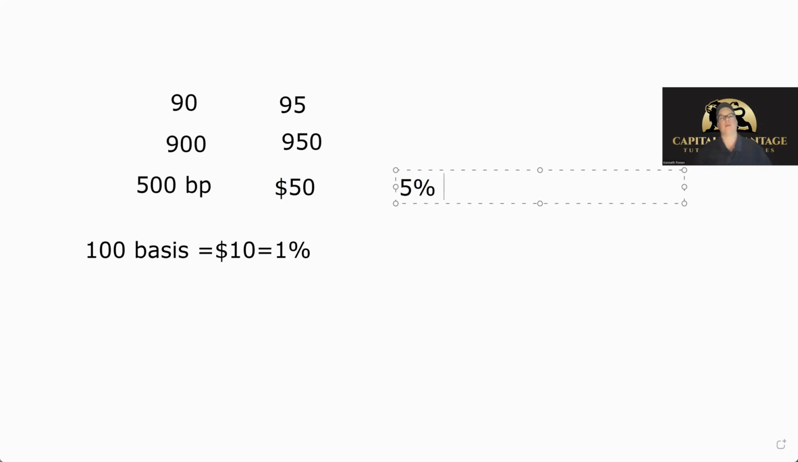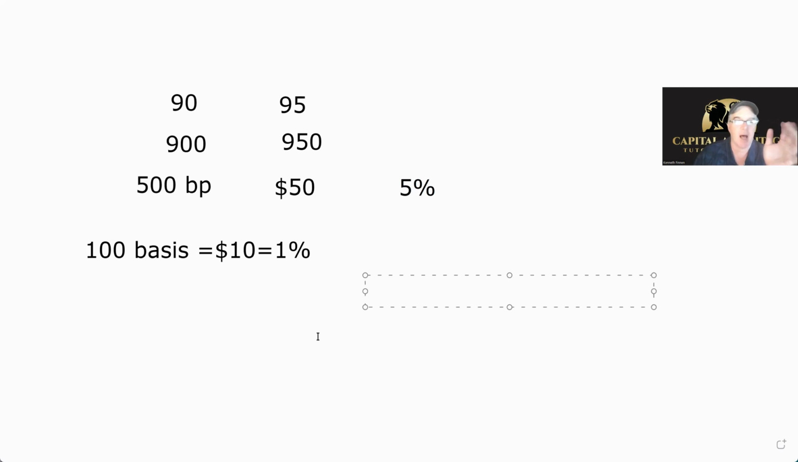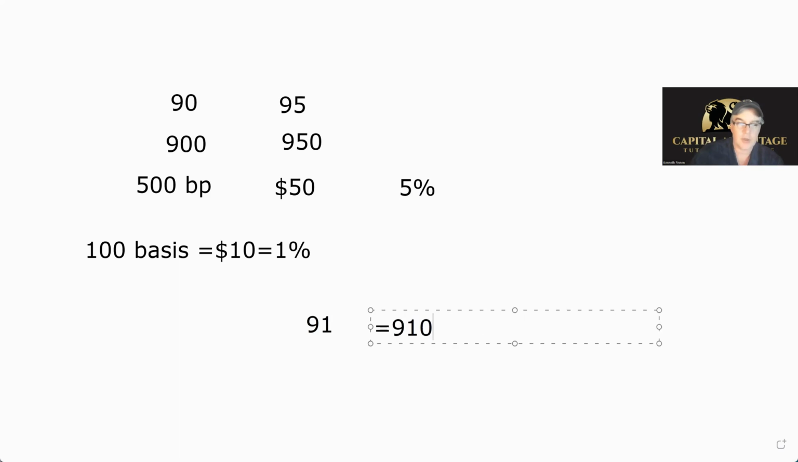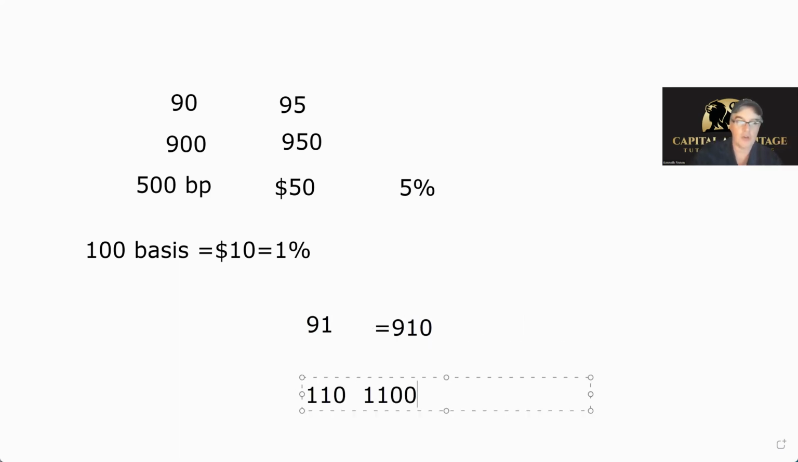So I hope that helps a little bit. We have more to do. Just think every time it moves a point, that's $10. So if it goes 90 and then it moves up to 91, remember that's 91% of par, which is $910. So 91 equals $910. 110 equals $1,100.